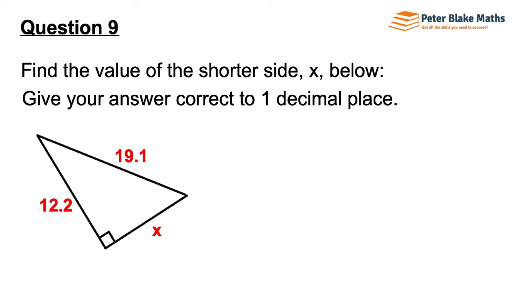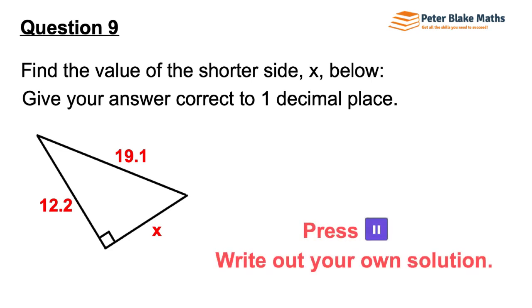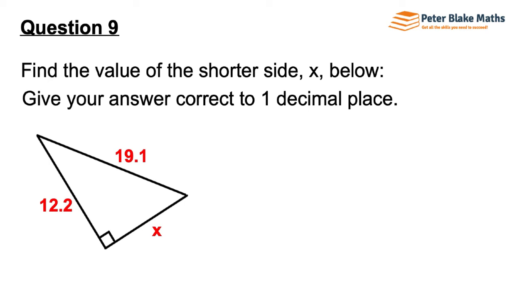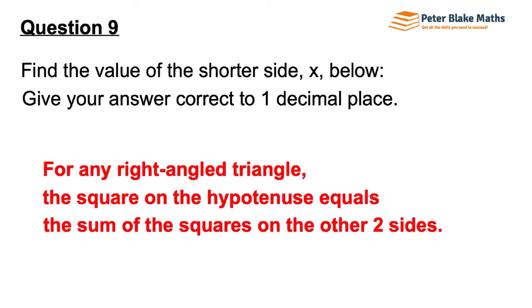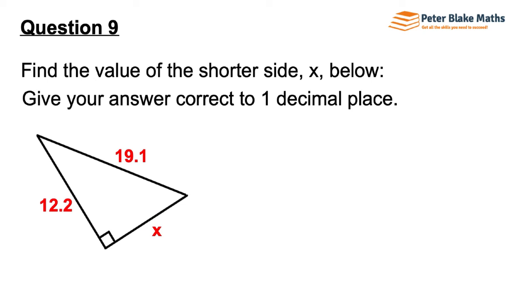Question 9. Find the value of the shorter side, x, in the diagram below. Give your answer correct to 1 decimal place. Alright, so for any right angle triangle, the square on the hypotenuse equals the sum of the squares on the other two sides. So I think you'll be thinking Pythagoras here. So we'll have x squared equals 19.1 squared minus 12.2 squared.